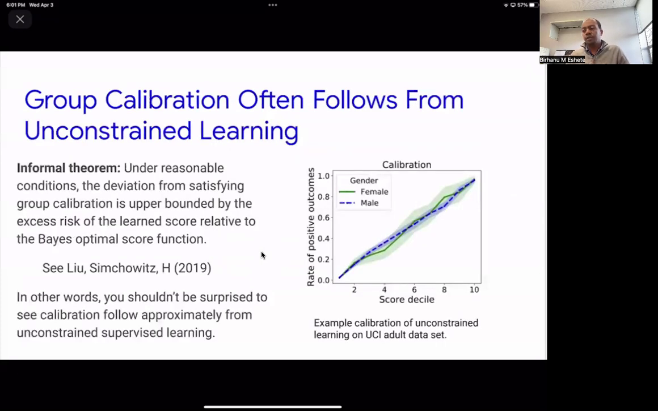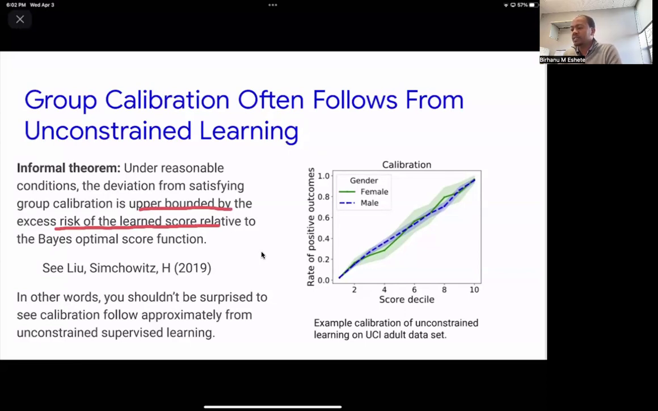So one way to do group calibration is to do this notion of constrained learning, where basically the deviation from satisfying the group calibration is going to be upper bounded by this excess risk of learned score relative to techniques like the bias optimal score function. And in other words, what we're saying here is you shouldn't be surprised to see calibration follow approximately from this unconstrained supervised learning. So this is a plot of scores, the deciles of scores from 0 to 10 on the x-axis, and the rate of positive outcomes for male and female.